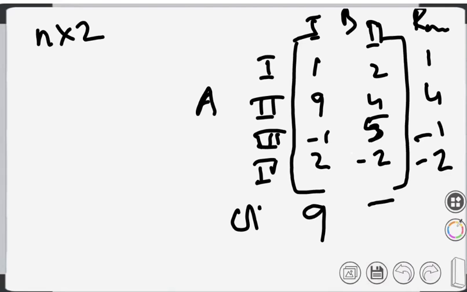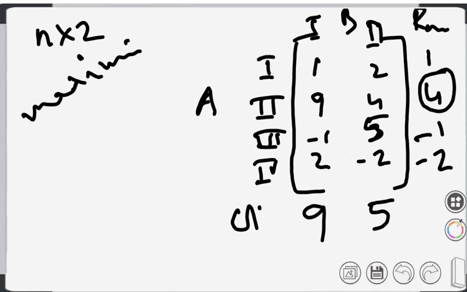5. Then we will find the maximum of the row minimums. Whatever row minimums we found, 1, 4, minus 1, minus 2, the maximum among them is 4. The maximum of the row minimums is termed the maximin. Max of row min is 4, and minimax, the minimum of the column maximums, is 5.